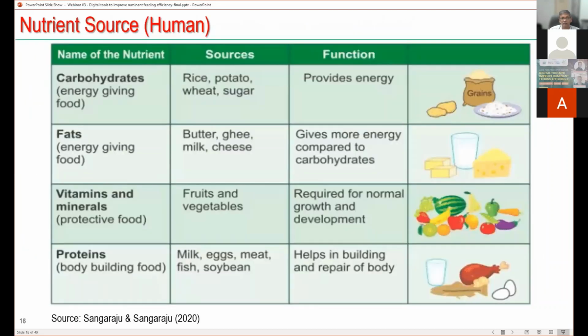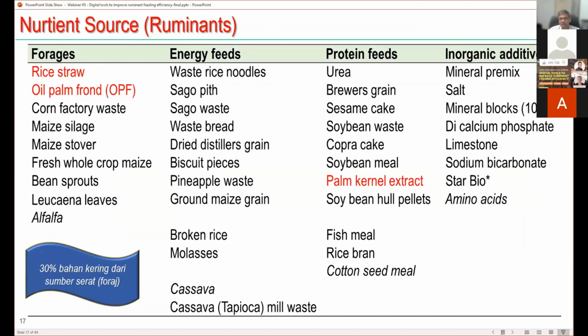So where do we get the source from? I think human kita tahu lah. Carbohydrate from grain, fat from fat, also some energy, vitamins and minerals. Okay, where does the ruminant get their feed from? They get from forages, which is grass. They get from energy feeds. I think you all can go through this properly so you understand what to feed, and also protein feed.